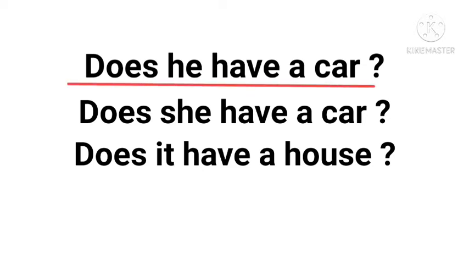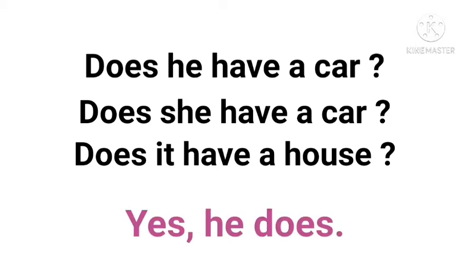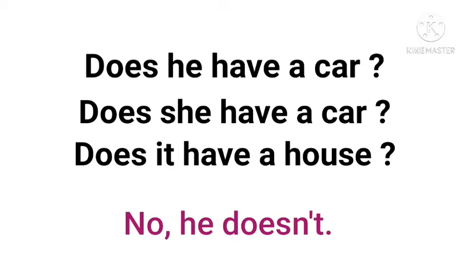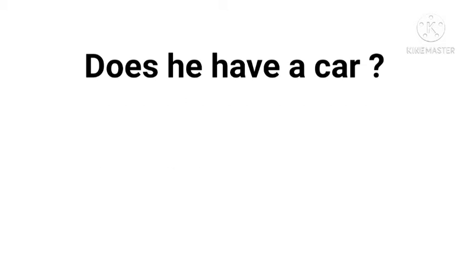Example number 1. Does he have a car? If the answer is yes, so you can say yes, he does. That means he has a car. And if your answer is no, so you can say no, he doesn't. Doesn't is a contraction of does not.